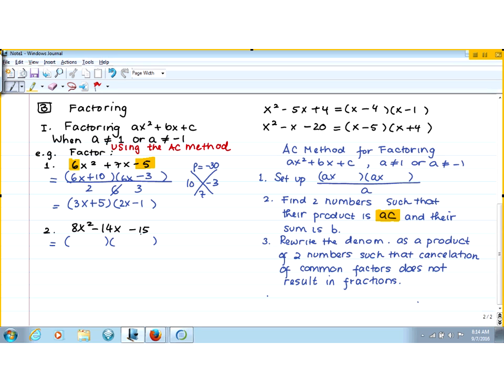Do I have a common factor that I have to factor out? No. So how do we set up now? 8x over 8. 8x divided by 8. Yes.